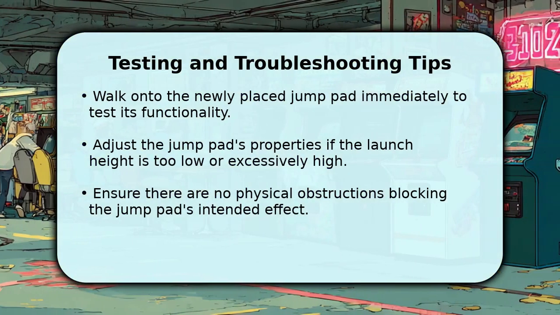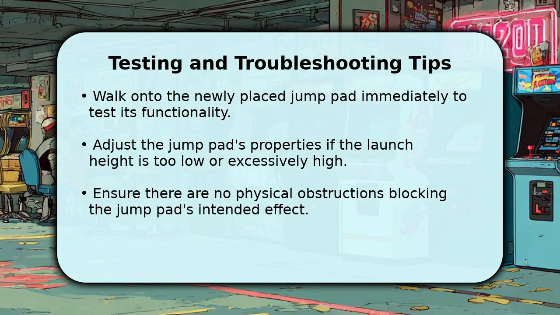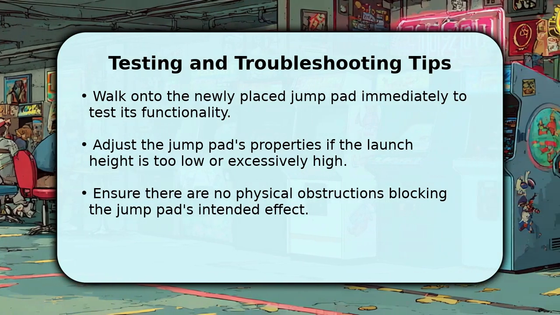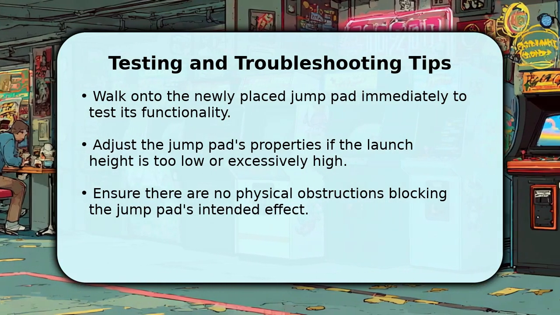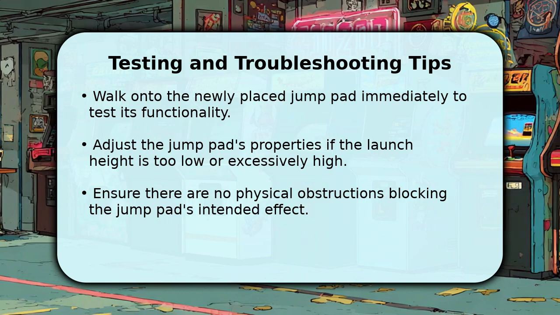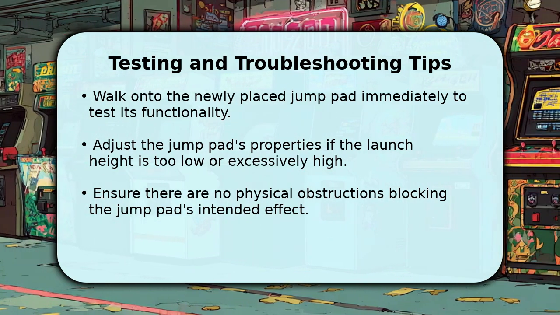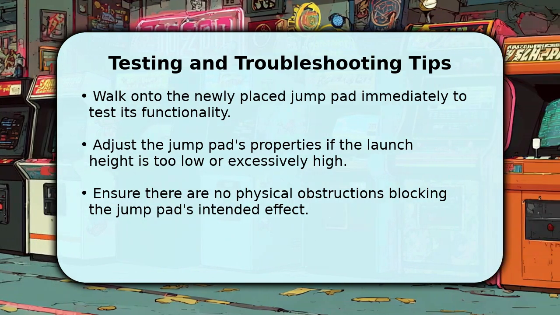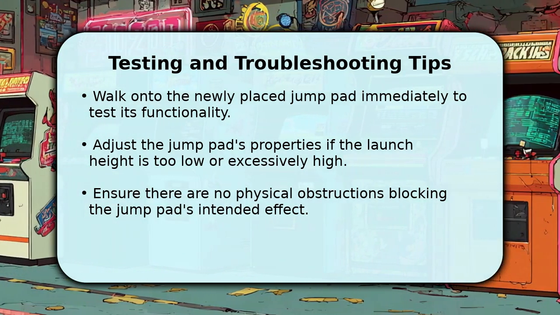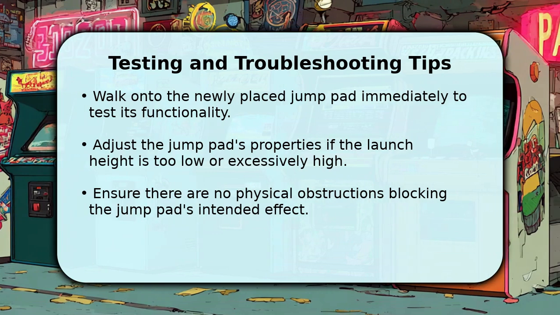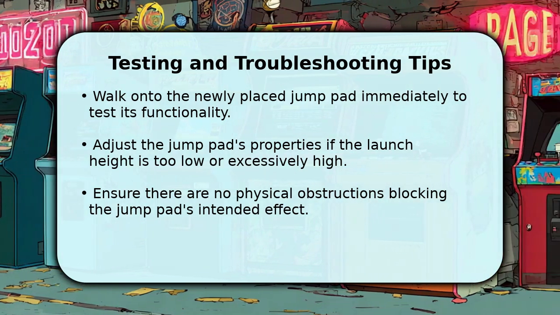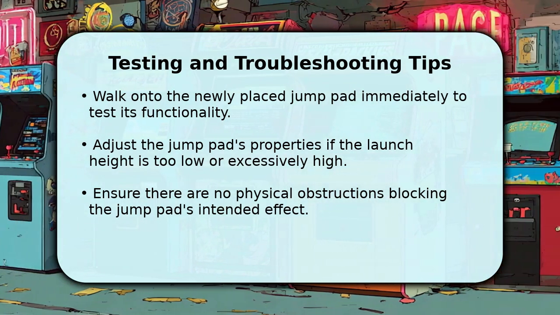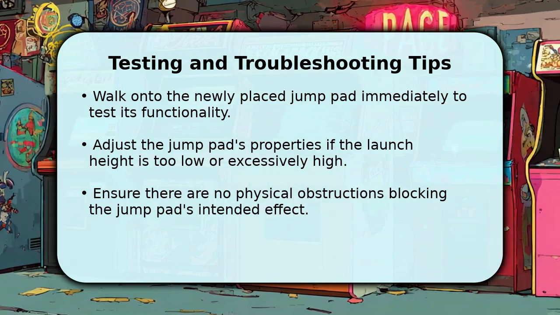After placing and customizing, always test your jump pad right away. Step onto it to ensure it functions as expected, sending you upward with sufficient force. If the jump is too weak or too strong, simply go back to its properties and make adjustments. Sometimes reducing the force by 1/4 can make a huge difference. Also, double-check that no other objects are accidentally blocking the jump path, ensuring a clear ascent.